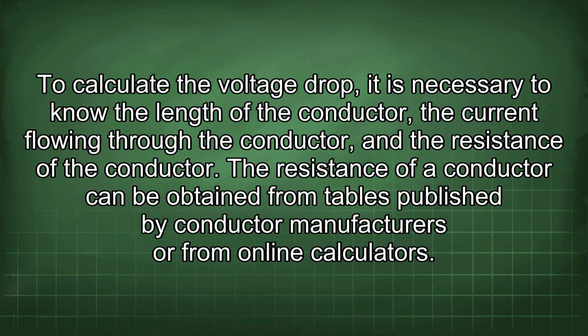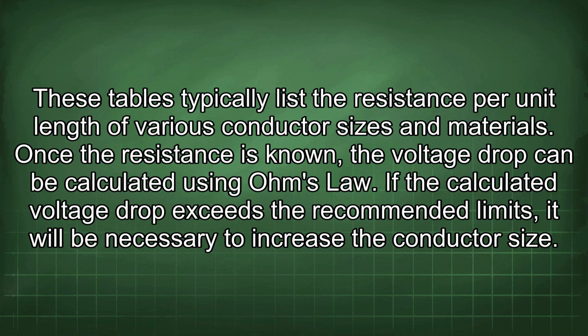The resistance of a conductor can be obtained from tables published by conductor manufacturers or from online calculators. These tables typically list the resistance per unit length of various conductor sizes and materials. Once the resistance is known, the voltage drop can be calculated using Ohm's law.